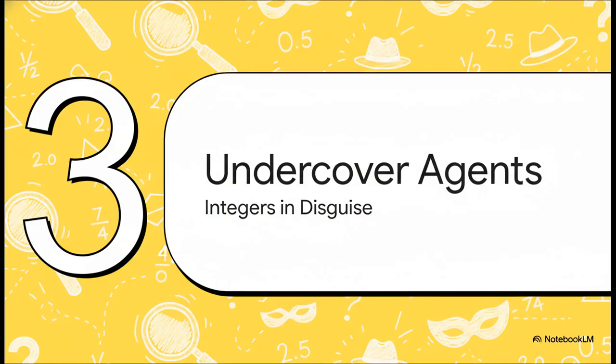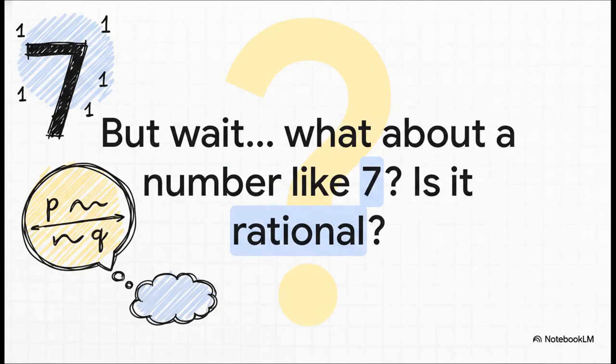All right, now for a little plot twist. It turns out some of the numbers you know best, well, they've been rational numbers this whole time. They're just in disguise, kind of like undercover agents, hiding right there in plain sight. But wait a second. What about a number like 7? Is that a rational number? I mean, you look at it, there's no fraction there. It's just 7. So how on earth could that fit our p over q rule?